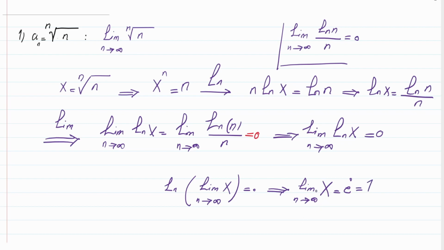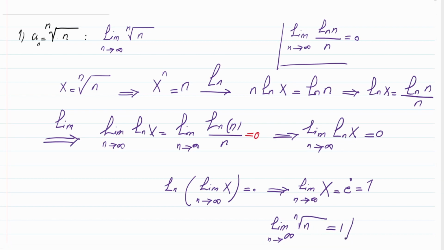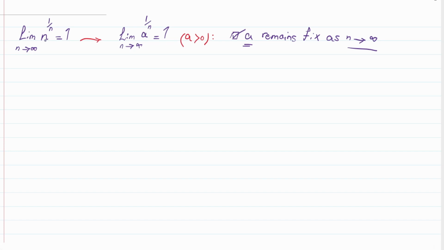If we substitute the x with the nth root of n, the result is the limit as n approaches infinity of nth root of n is equal to 1. In our previous example, we proved that the limit as n approaches infinity for n raised to 1 over n is equal to 1. Based on this calculation, we can also conclude the limit as n approaches infinity for any positive number raised to 1 over n is also equal to 1.